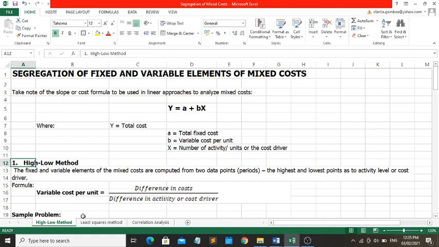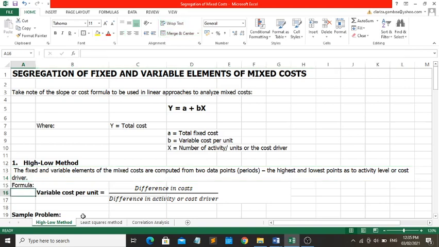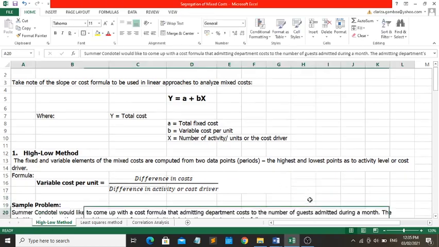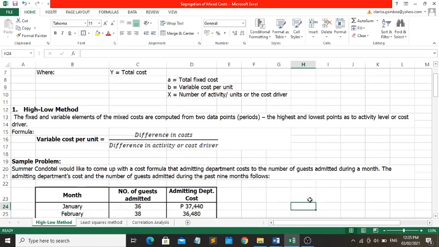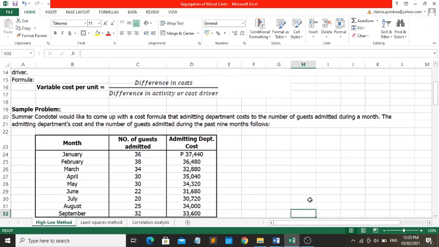So, sabi natin, high-low method. Ito muna, yung pinakamadali. Favorite ng lahat. Kasi, titignan lang yung highest and lowest point. Then, kukunin ng difference para makuha na yung B or yung ating variable cost per unit. So, ang formula natin, variable cost per unit equals the difference in cost divided by the difference in activity or cost driver.